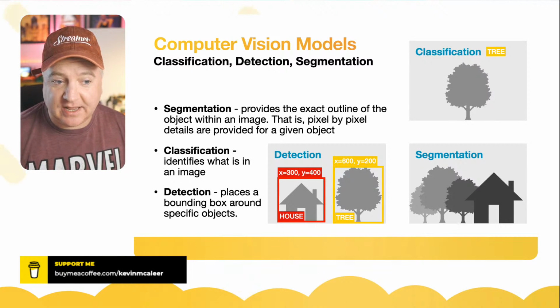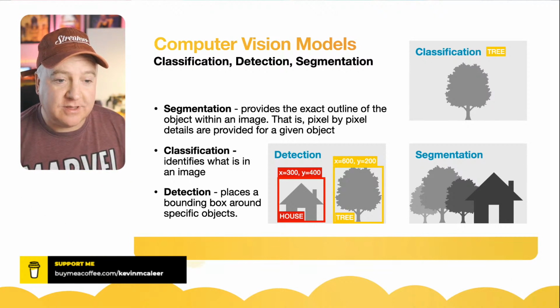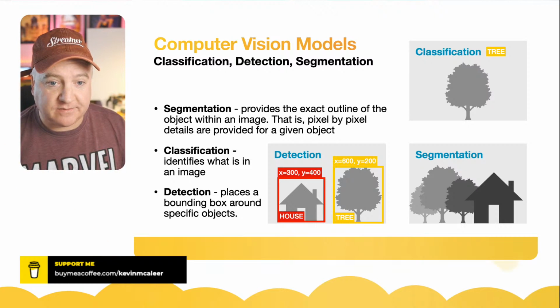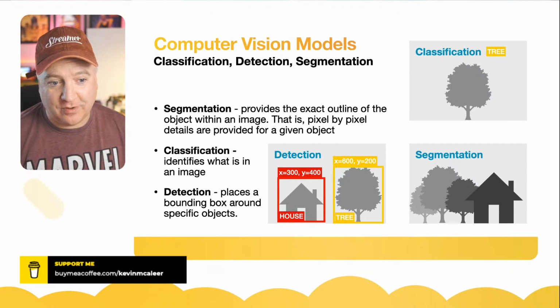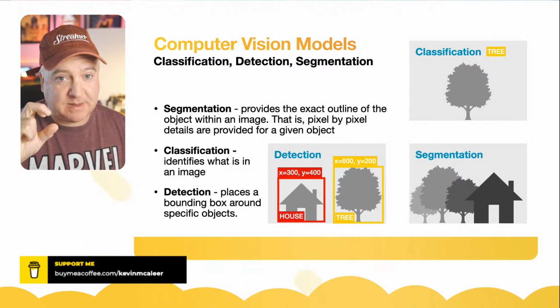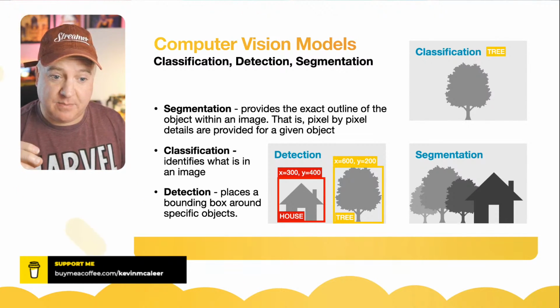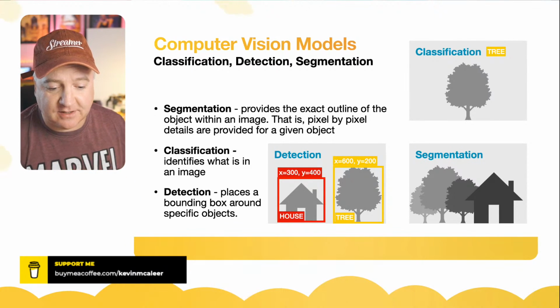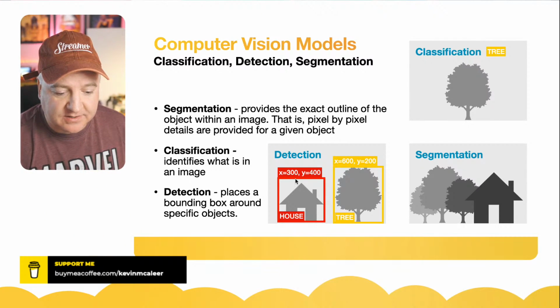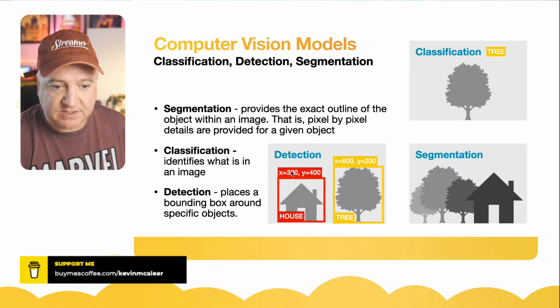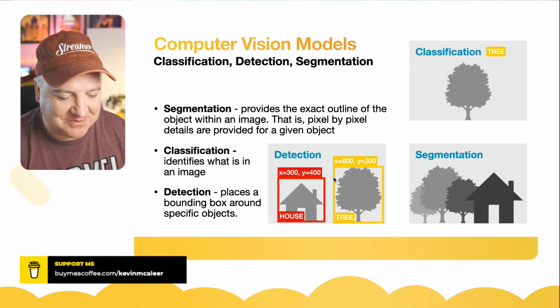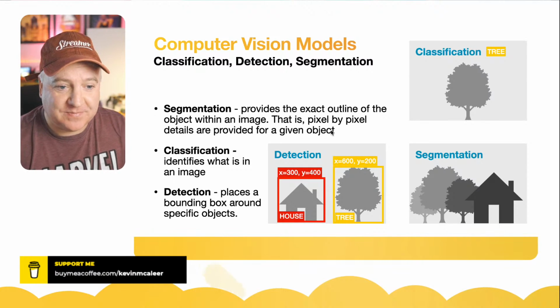So classification identifies what is in an image. So we will be using that today. We'll be definitely detecting which type of robot that we have. And then detection places a bounding box around specific objects in a scene. So there might be more than one. So in that little segment I've got there, you can see that there's a house and there's a tree and there's some coordinates as well. Just made those coordinates up. But that's what detection does.